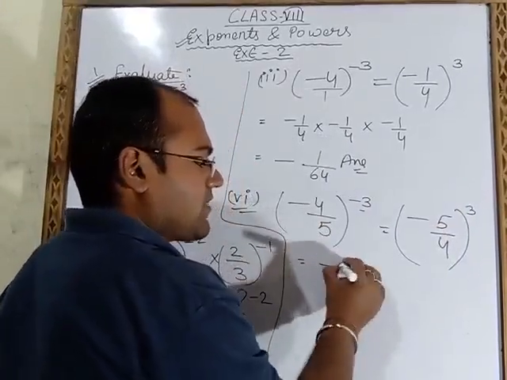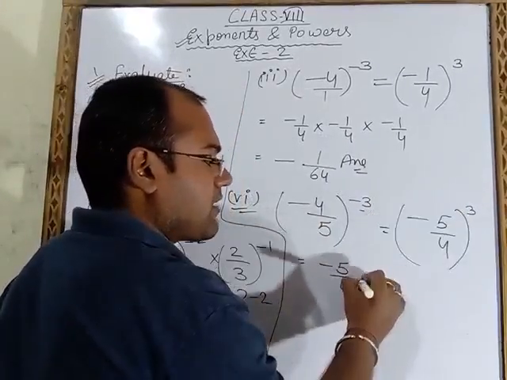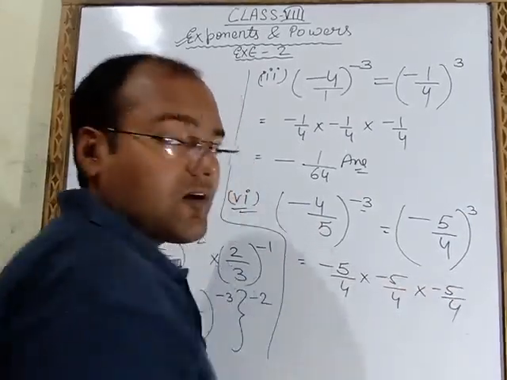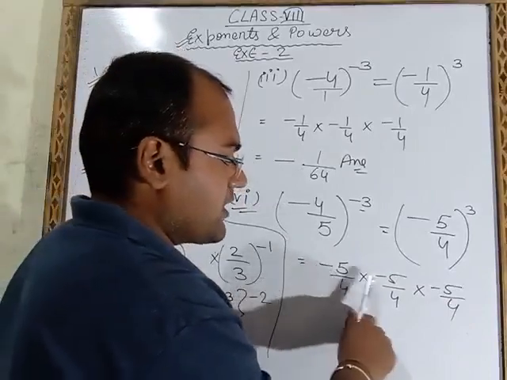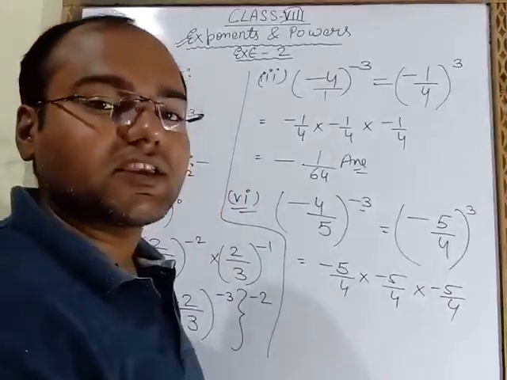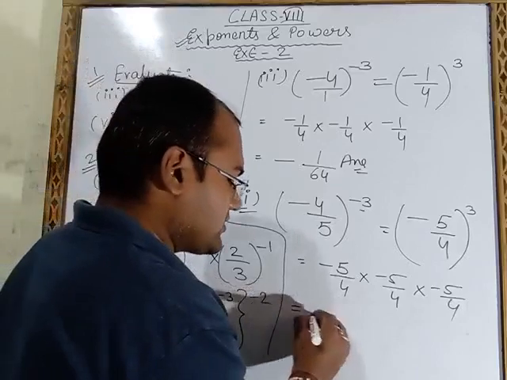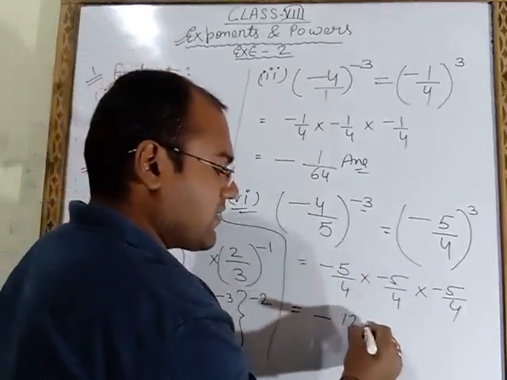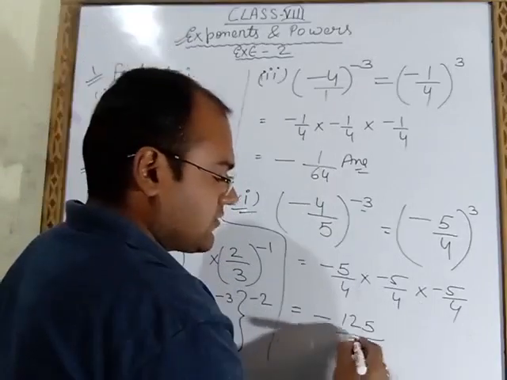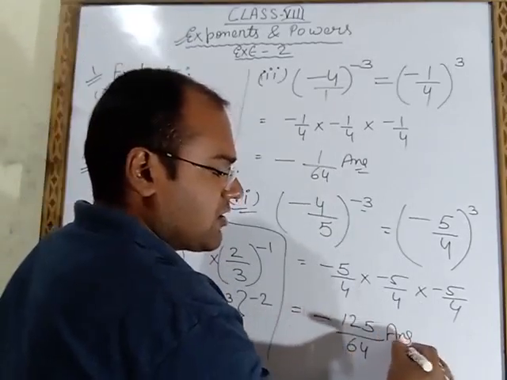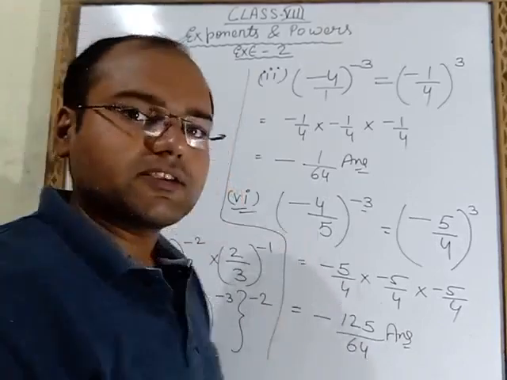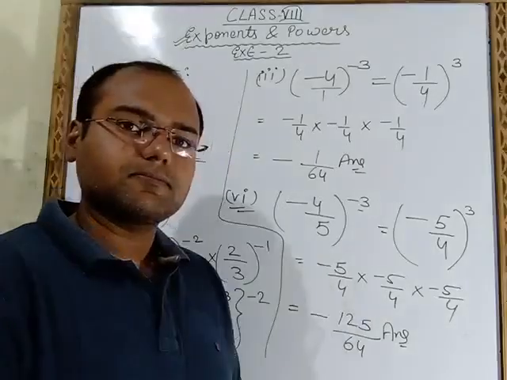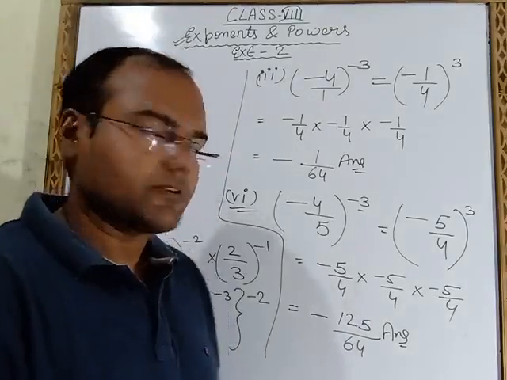Now minus 5 upon 4 we have to write 3 times, power is 3, so minus 5 upon 4, minus 5 upon 4, minus 5 upon 4. Now after that, how many minus signs are coming? 1, 2, 3. 3 minus are coming and 3 is an odd number, so in the answer you have to take minus sign. 5 5s are 25, 25 5s are 125, 4 4s are 16, 16 4s are 64. So this is your final answer of this part number 6. So like this you have to do all the parts of question number first. Now see question number second.